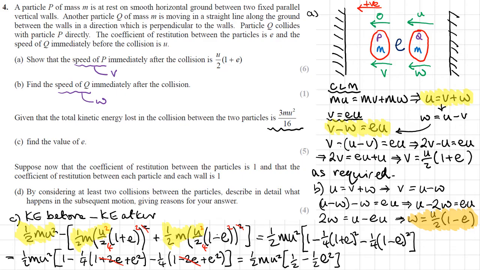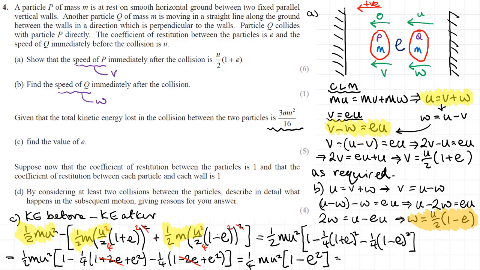So what we'll do is we'll take the half out. That means that I'll write this fraction in front as a quarter, and then in the brackets it'll just be 1 minus e squared. So 1 minus e squared, like this.